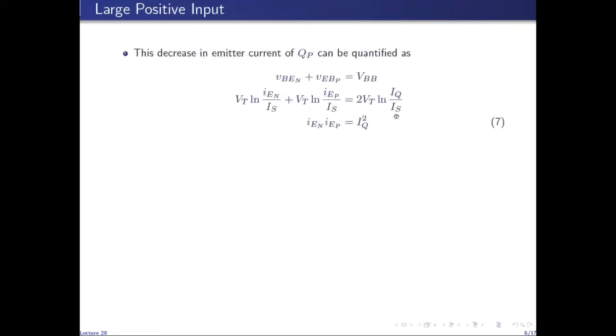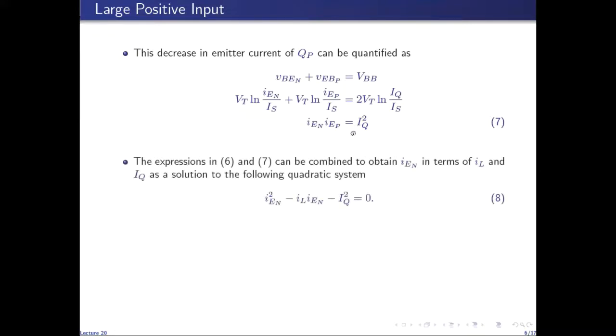So log of IQ over IS times 2VT. And then we can take 2 as a power of IQ over IS, cancel VT, cancel log, and then cancel the IS square on both sides. We'll be left with this expression. So since IQ is a constant, increase in IEN for positive values of VI will cause decrease in IEP.